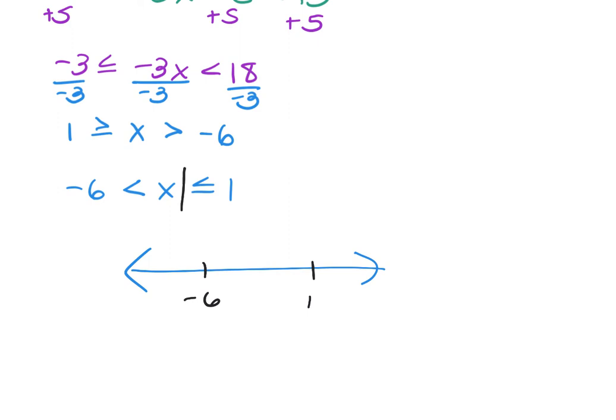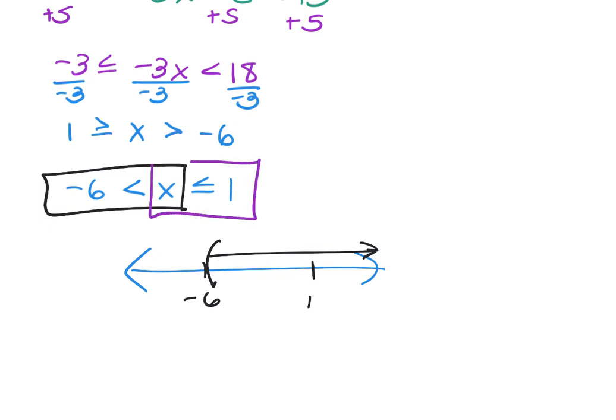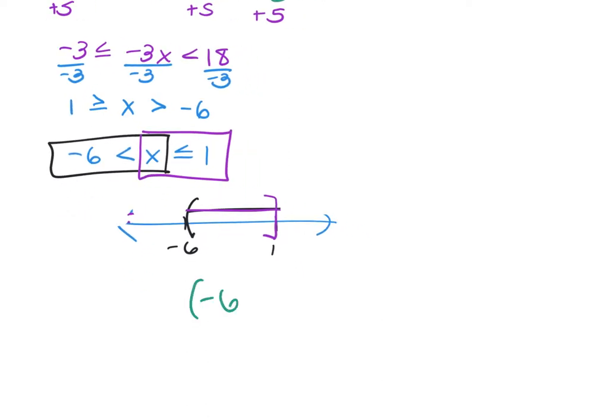Greater than, so if I just did this part, greater than -6 would be a parentheses, and it would point to the right. If I just did this part, it would be a bracket, and it would point to the left. But this is an and statement, so you're only taking the overlap, which is from -6 with a parentheses to 1 with a bracket.